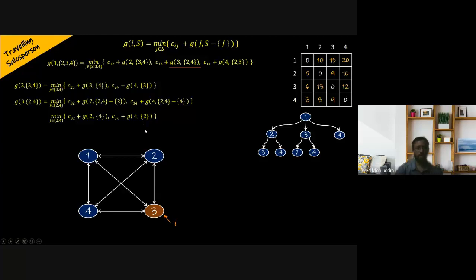Now similarly, we find G of 4 and the set S, which is {2, 3} now, because from 4 we can move to either 2 or vertex 3.